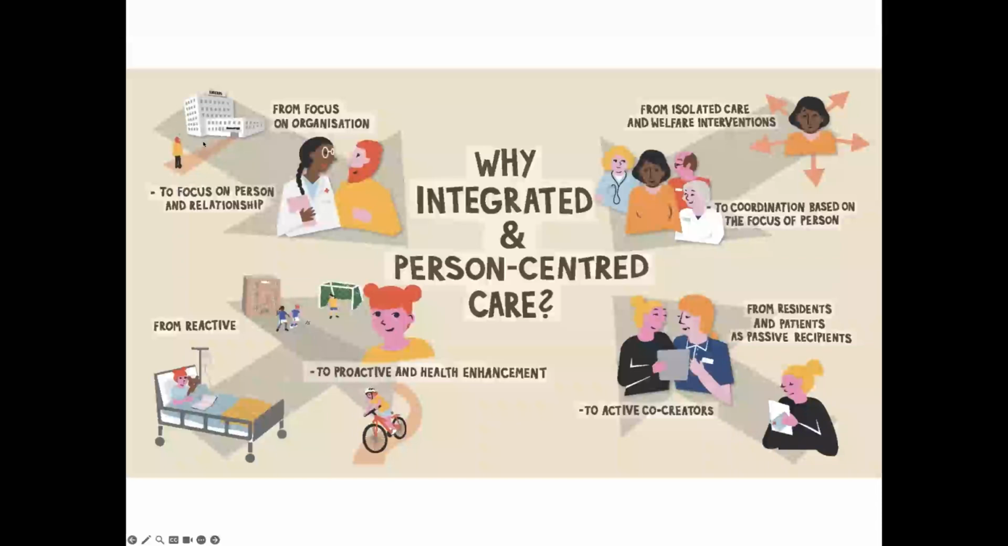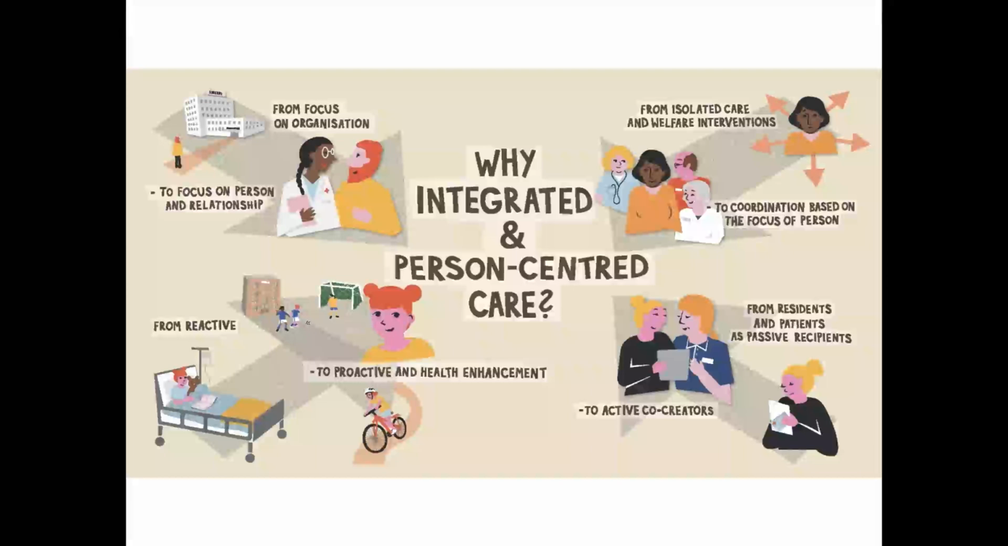Well, there is a movement on from focus on organizational and legal entities to the personal and the relationship, really designing a service process with the individual in the center here. Also from isolated care and welfare interventions to coordination based on the focus of the person with people around. We're using the relatives, we're using coaches, etc., in a more wide meaning here. And also because the state won't be able to do it, we have to trust on persons around and support this in different ways.